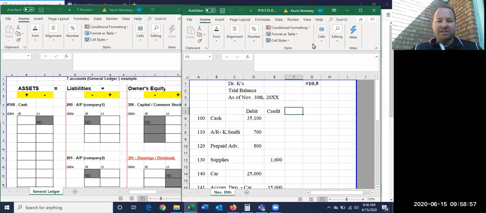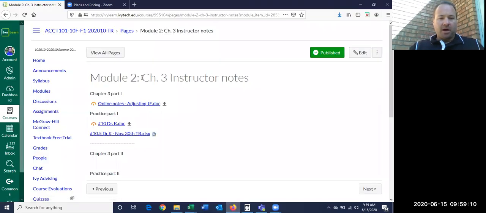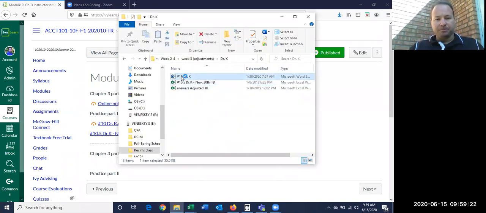Okay, for doing this practice in our second segment, what I've provided for you is this trial balance as of November 30th, and you can get that from our Module 2 notes. Go into Module 2 into the Chapter 3 instructor notes. I've given you the Dr. K Word document, and I will pull that up as well. And then this trial balance.